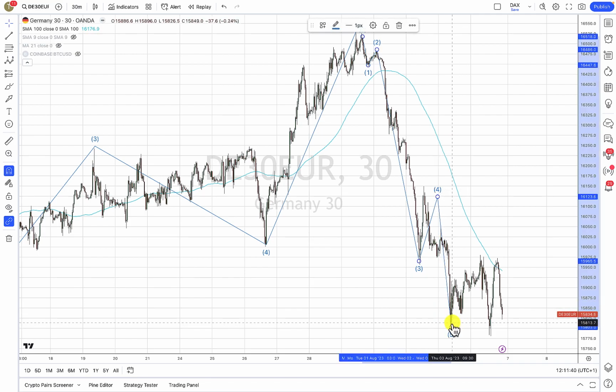Might be seeing an irregular A, B, C here. That could be an A wave perhaps. A, B, C, A, B, C. We could see it around here perhaps, and then we could just break down. It does look rather unsettled right now on the DAX.